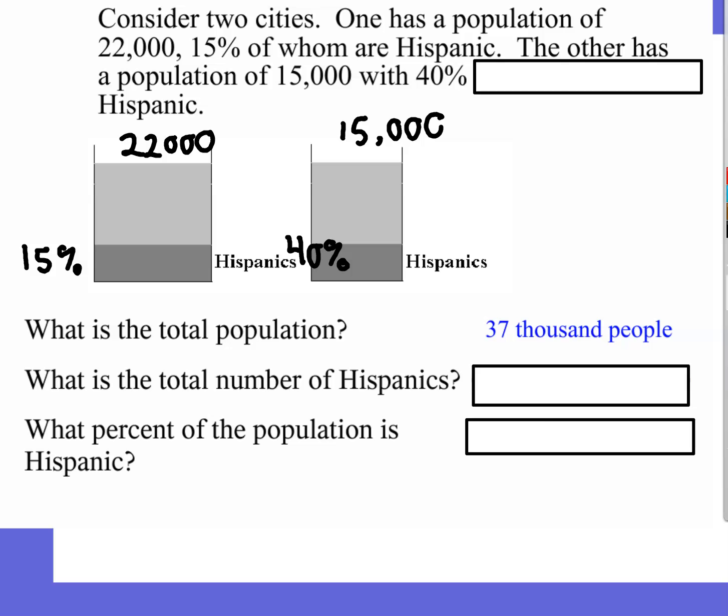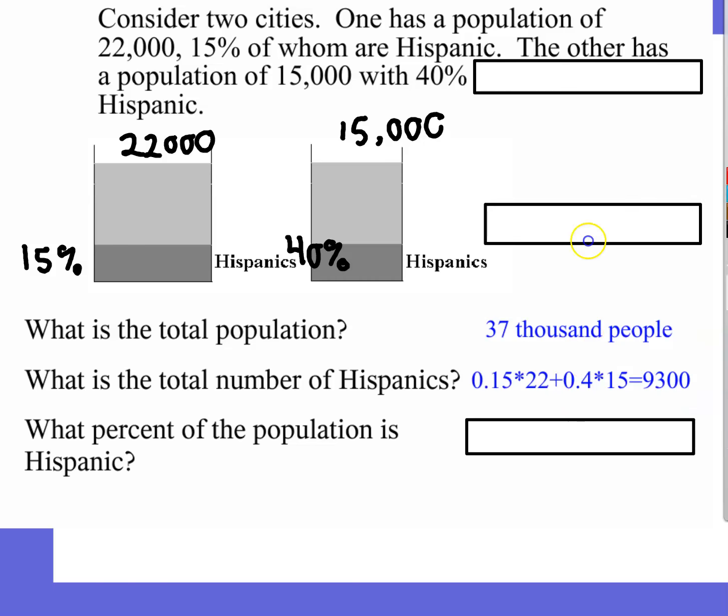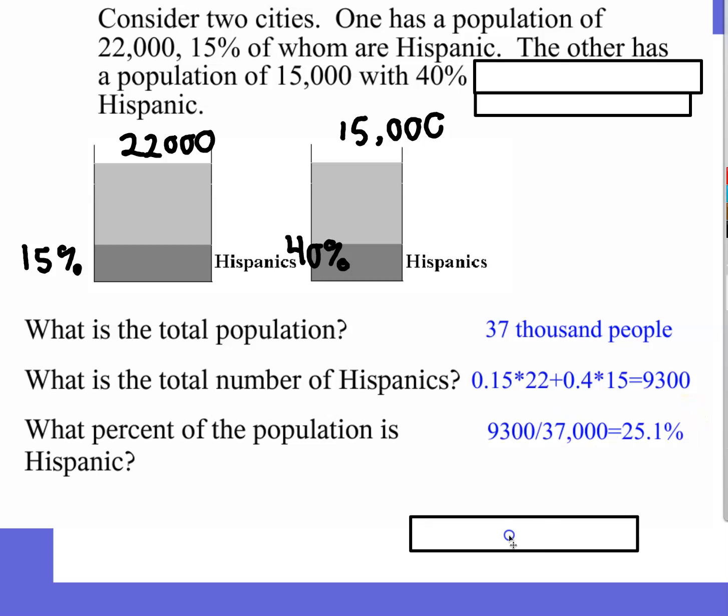What's the total number of Hispanics? Well, I need to find out how many Hispanics are in this town. So I need to figure out what's 15% of 22,000, and what's 40% of 15,000. Once I know those amounts, I'll add them together. And so if we look here at the answers on this one, here's my 15% of 22,000. Here's my 40% of 15,000. These should say 1,000 on them. And when I add them all together, I get 9,300 people who are Hispanics. Okay? So what percent of the new population is Hispanic? Well, you're going to take the number of Hispanics divided by the number of people total and get about 25.1%.